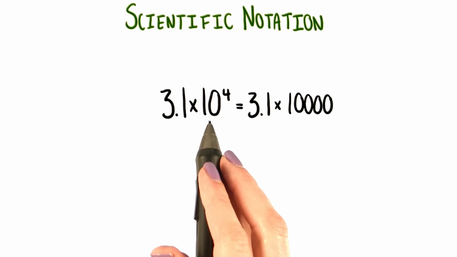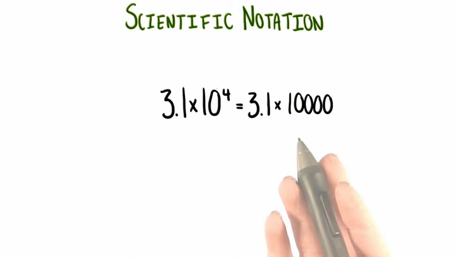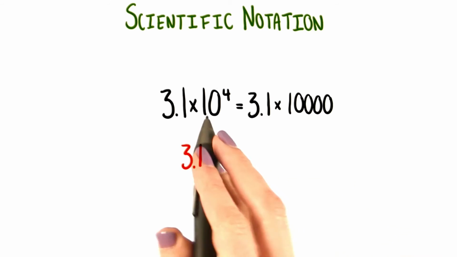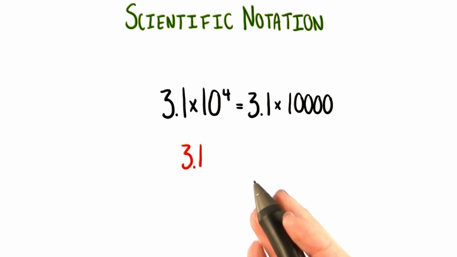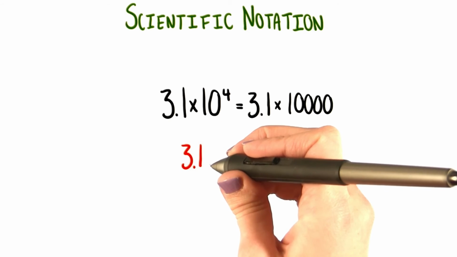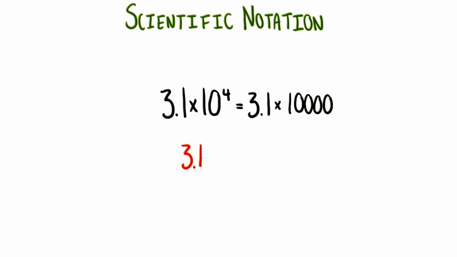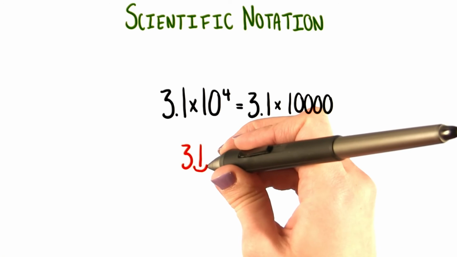In this case, though, we're dealing with 10 to the fourth power. So what do we do in that situation? Well, for each 10 that's here, this number is going to get 10 times bigger. So the decimal needs to move one step to the right for each of those factors of 10. The first time we move it, we end up with 31.